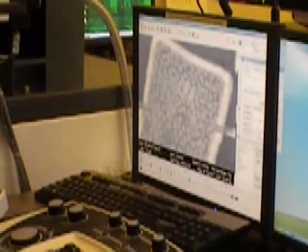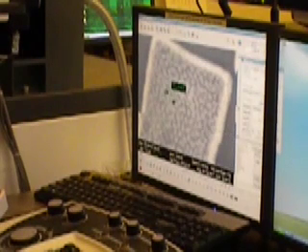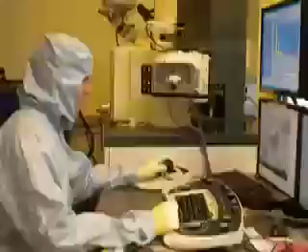I measure this little space right here. We're looking at about 13 nanometers. So it's pretty good resolution.